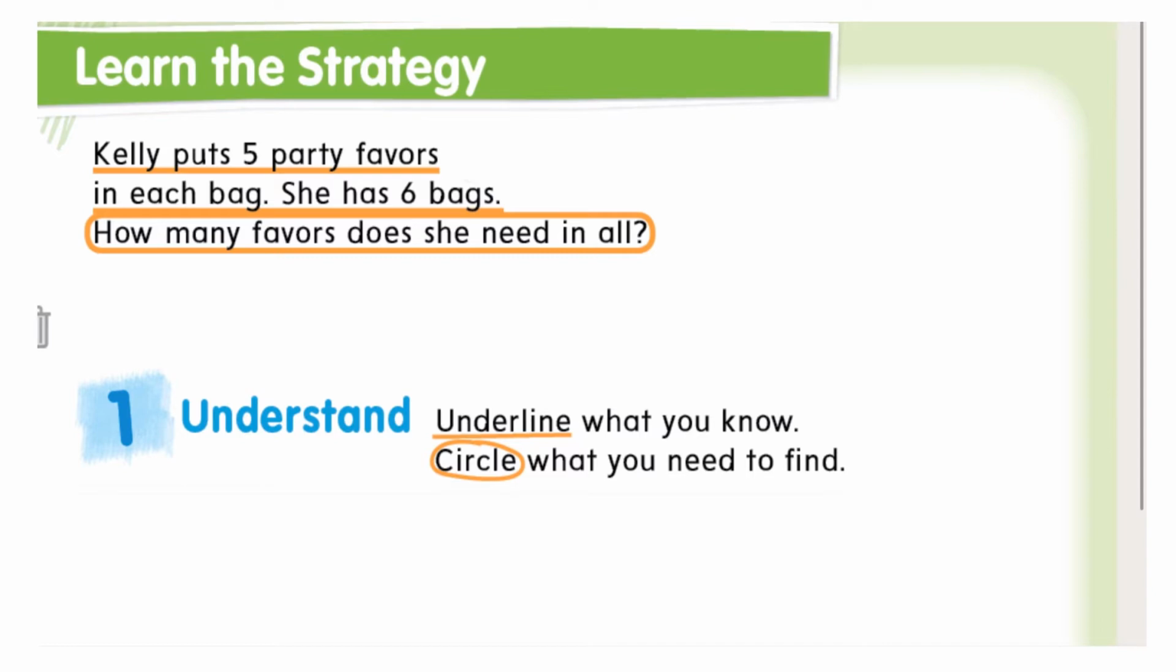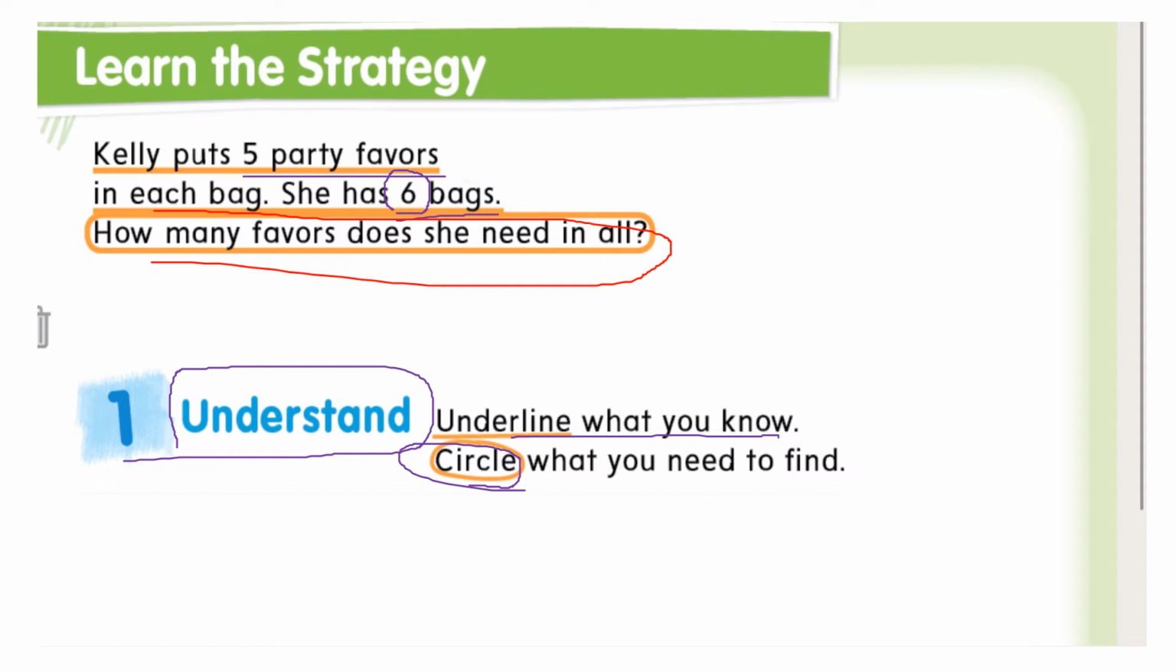Let's learn the strategy. Kelly puts 5 party favors in each bag. She has 6 bags. How many favors does she need in all? Step number 1, we need to understand. Underline what you know, circle what you need to find. What we know, that Kelly puts 5 party favors in each bag and she has 6 bags. How many favors does she need in all? This is what we need to find.